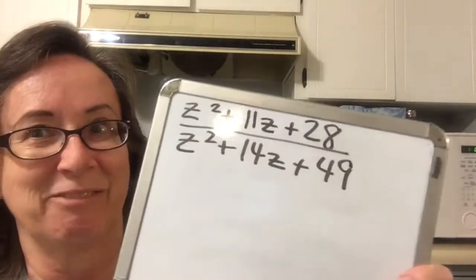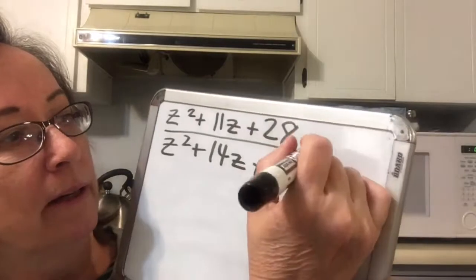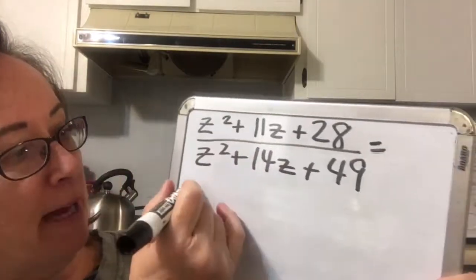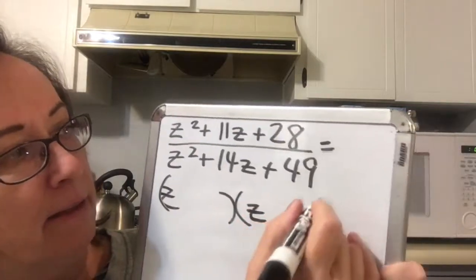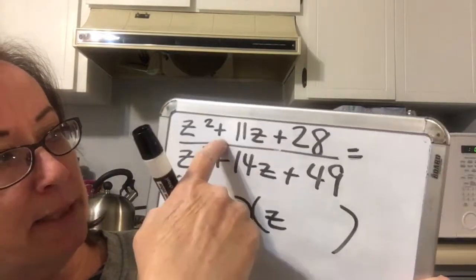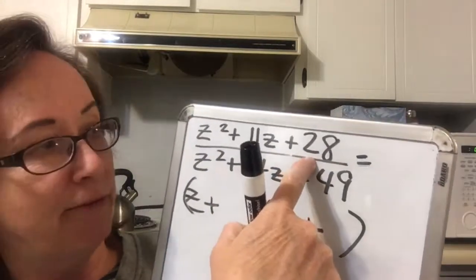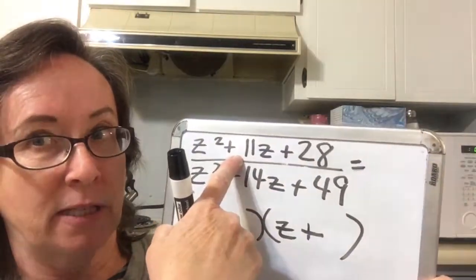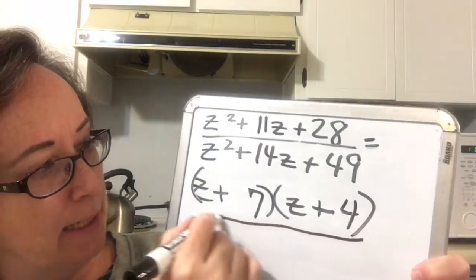And the last one, we have 2 that we get to factor here. The numerator is going to factor z and z. The denominator, remember we've got same sign, both positive, so I can go ahead and put those in. 28 factors 7 and 4, which happens to add to 11. So 7, 4 factors pretty easily.